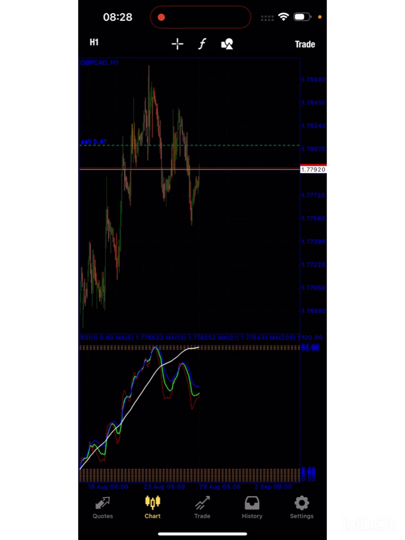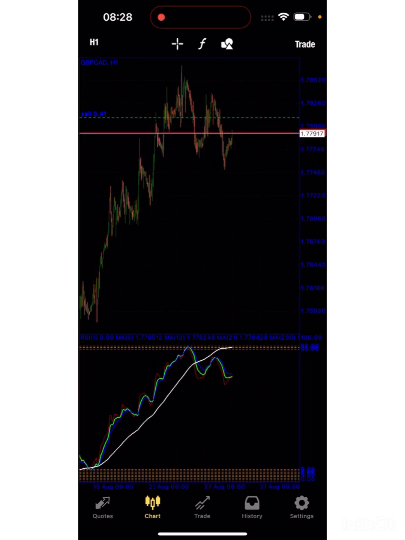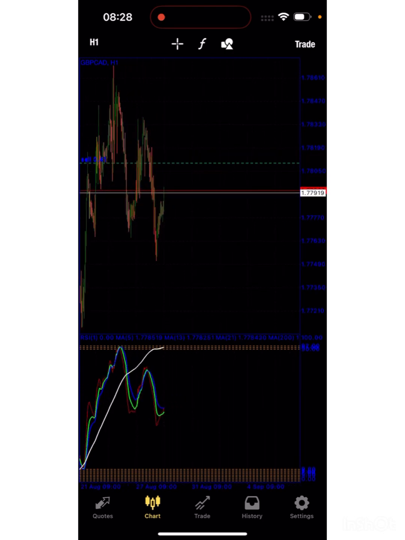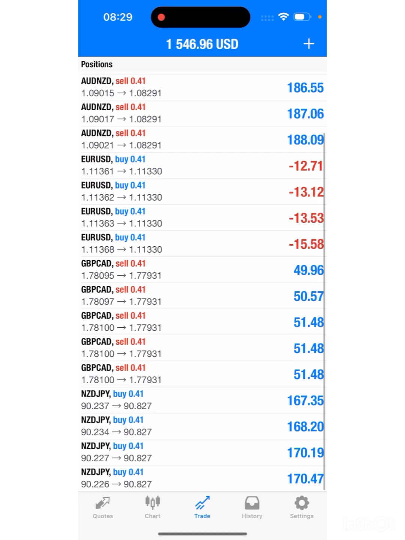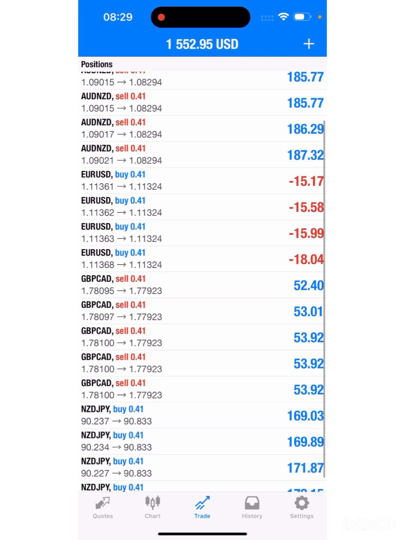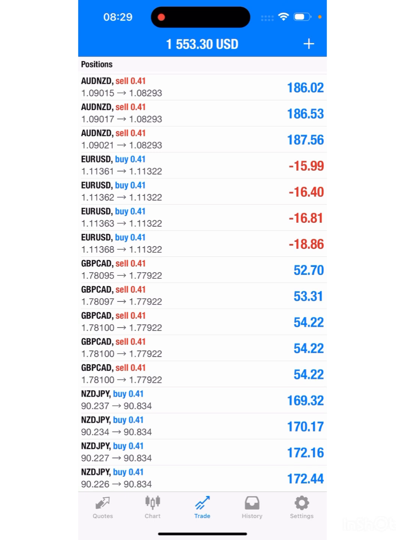I'm back, guys, to show you the result from the strategy I just gave you in a previous video. As you can see, these are the trades that I took after we punched the strategy into the phone. The first trades we took were AUD NZD and Euro USD. We bought Euro USD, GBP CAD, and NZD JPY.